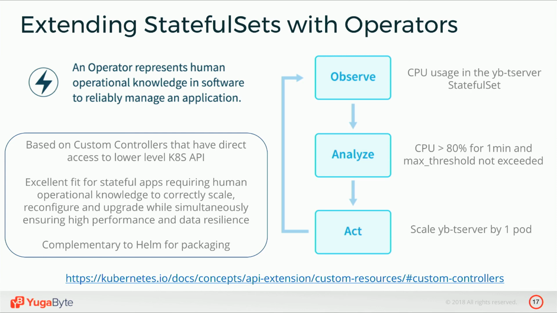The Kubernetes operator works in this pattern at a high level. You first observe what's going on, you analyze the data, and then you act on it. In this simple example, you observe the CPU usage of your T-servers as a cluster. You analyze it. If the CPU usage is more than 80%, or whatever number you want, for 1 minute or so, and you haven't exceeded your max threshold, then add a node. Always set a max threshold, otherwise you'll be paying a lot of money, and there can be errors too. Then repeat this process in a loop so that you're able to scale out, and you can do the inverse to scale down. So that's an example of an operator.